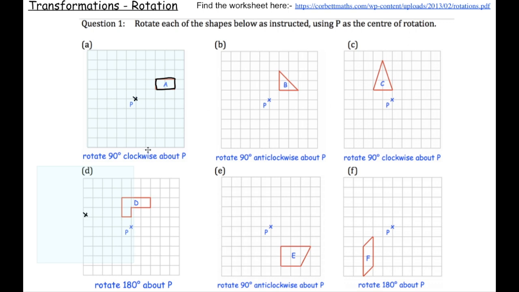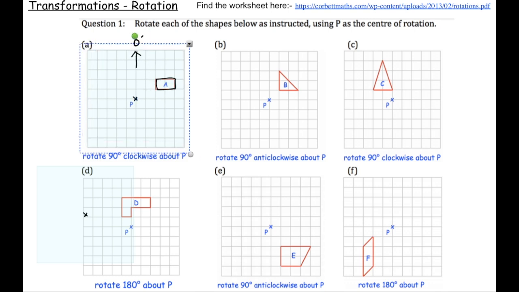And now we can rotate 90 degrees clockwise about P. To ensure that we go 90 degrees, what we really ought to do is put an arrow on this. I've got to make sure I'm going from the top. So that's my 0 degrees point. If I was going to turn 90 degrees, that arrow would be pointing over here. So that's a quarter of a turn. So what I do now is rotate this 90 degrees about that point clockwise and see where that ends up.